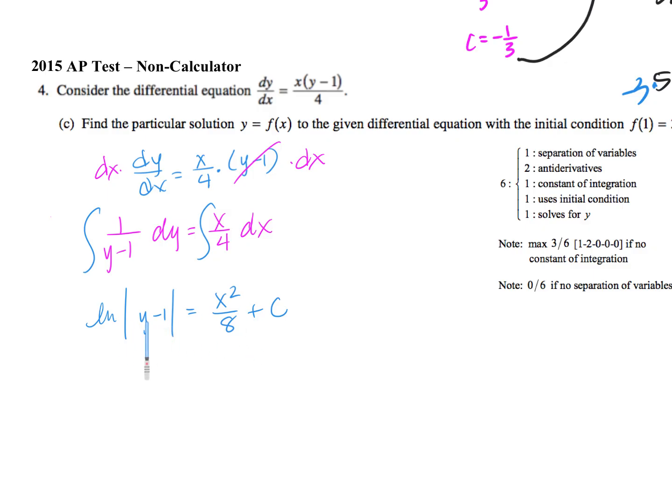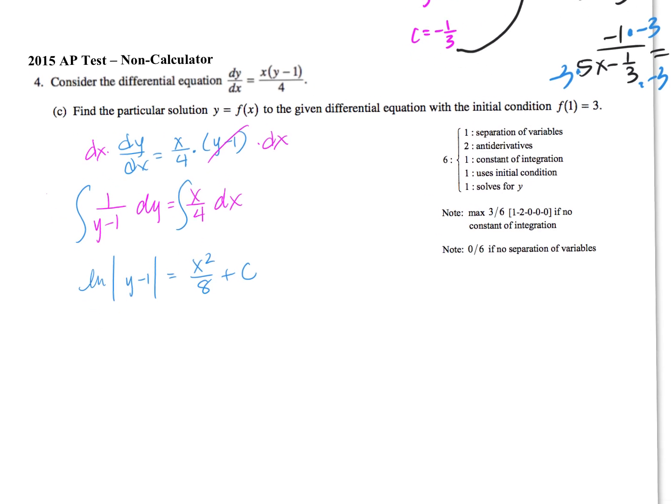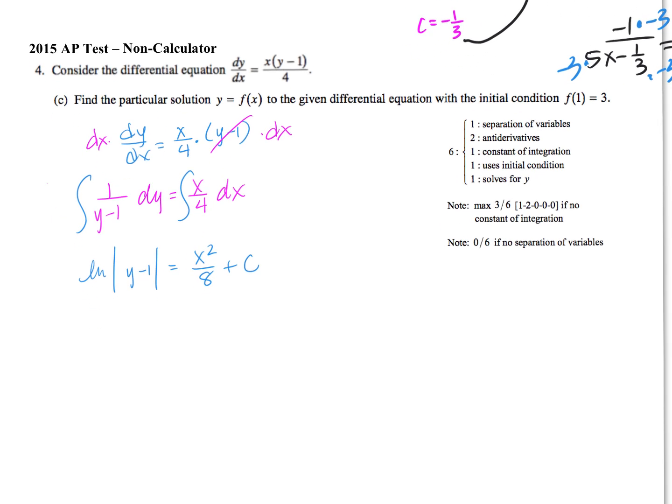All right, at this point, let's go plug in our point. So we just got 1 point, 2 points, 3 points. We've got 3 points. We're going to use that initial condition. That's the fourth point, this point over here, which means plug it in. What's going in for what? 1 for x, 3 for y. So do you guys agree if my y is 3 and my x is 1, we'd have ln of the absolute value of 3 minus 1 equals 1/8 plus c.